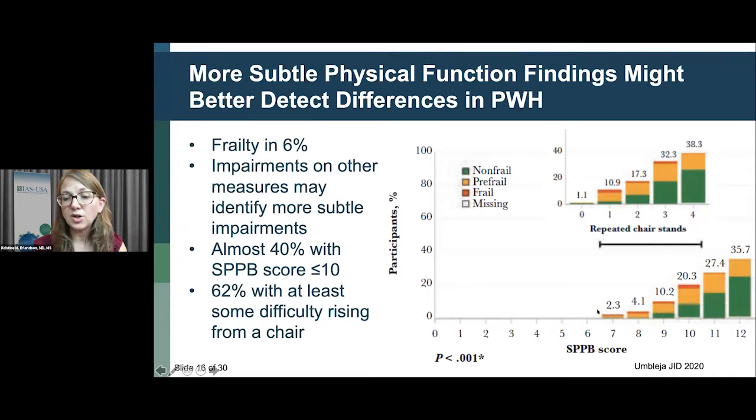And then we saw a range of scores going from about 7 to 11 across different performance thresholds. When we looked at the specific components of the short physical performance battery that were impaired, we saw the greatest impairment in the chair rise time. Only about 40%, or 38.3%, actually had a perfect chair rise test, and the majority had at least one impairment in terms of their time here.